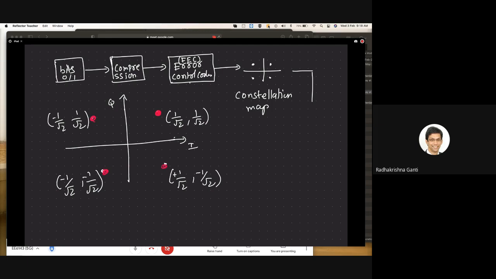So what you do is some mapping from the bits you get. Since there are 4 points, each point can represent 2 bits. So for example, when you get the bits 0, 0, you map it here, maybe 0, 1 here, 1, 0 here, maybe 1, 1 here. This is not an optimal mapping, but I'm just giving you an example of that mapping.